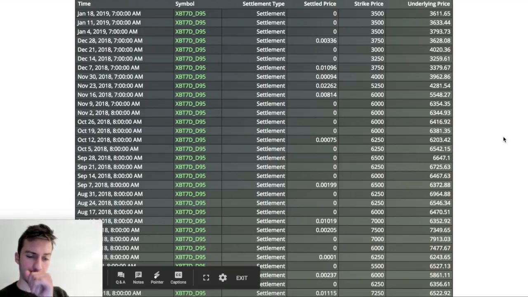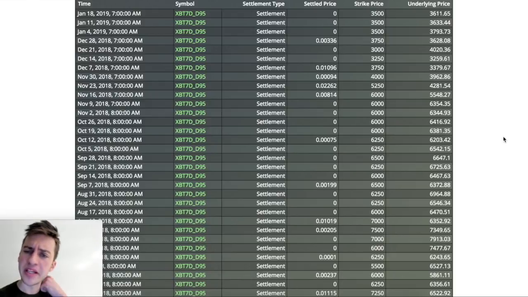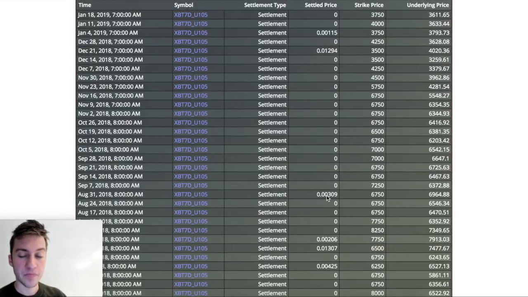And this is what it looks like for settlement history. If you click on Bitmex and go to the settlement history page, every time it says 0, that means the contracts expired worthless for anyone who had bought them, for the downside and for the upside.